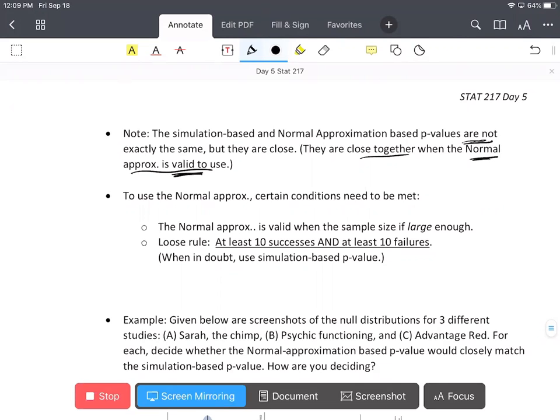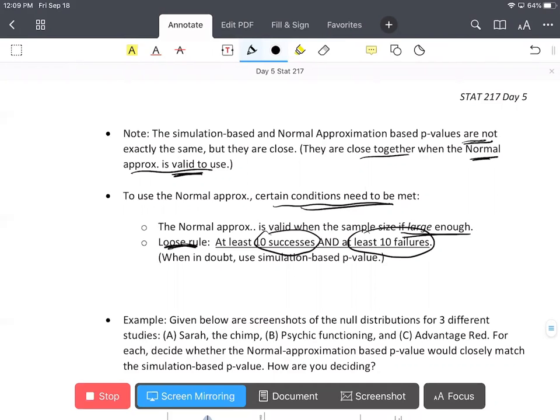Now that's key. It has to be valid to use. We can only use the normal approximation, in other words, push that button and get something meaningful, if certain conditions are met. The normal approximation is valid when the sample is large enough. And you're like, well, what's large enough? Are we talking 10, 1,000, a million? Well, the loose rule that we're going to use is there's at least 10 successes and at least 10 failures. So 10 heads, 10 tails.